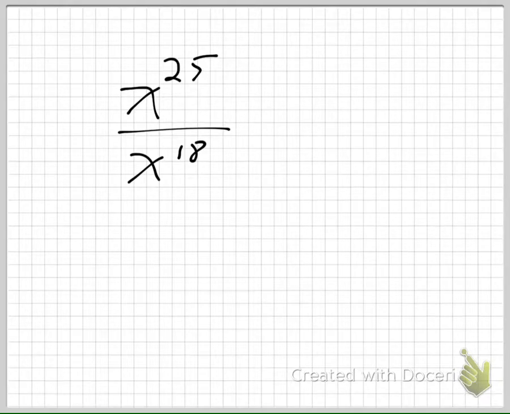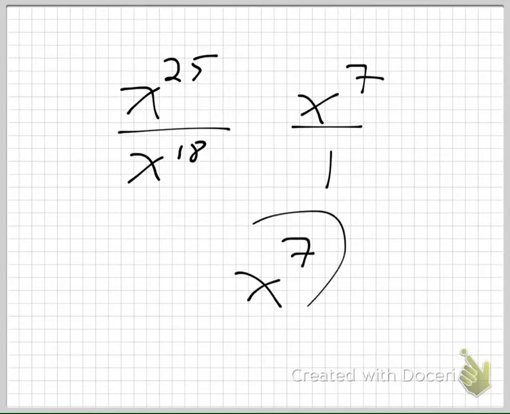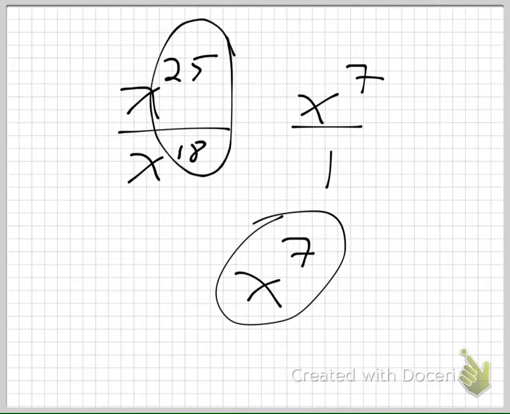So listen, do I need to write out 25 x's on the top? No. Do I need to write 18 x's on the bottom? No. What do I know I'm going to do? I'm going to eliminate how many total x's? 18, right? So when I eliminate the 18, there's nothing left on the bottom. That leaves me with how many on the top? 7. So it's x to the 7th over 1, which is just x to the 7th. That's it. What do I really need to do here? It's just subtract, right? It's so simple.